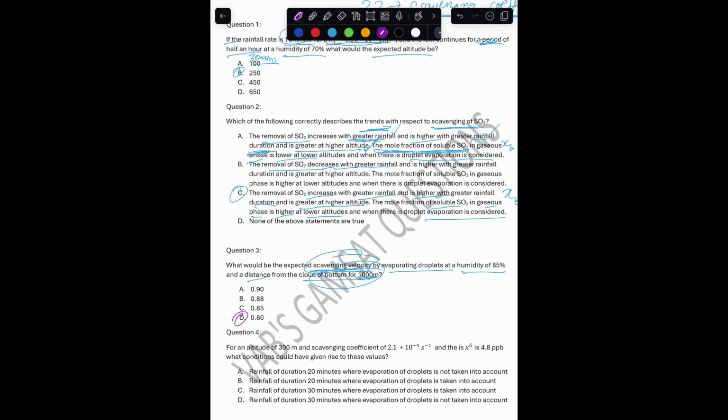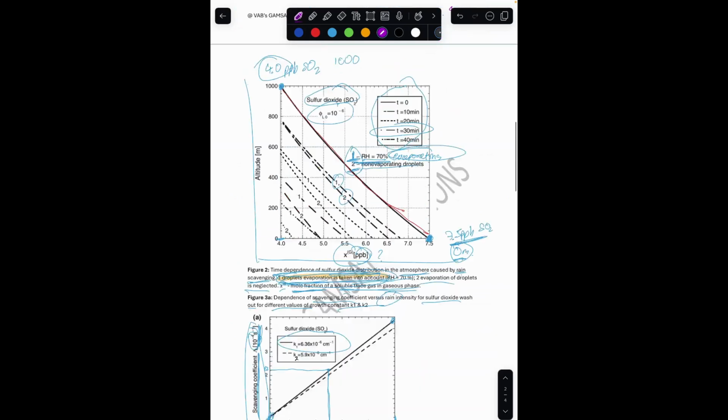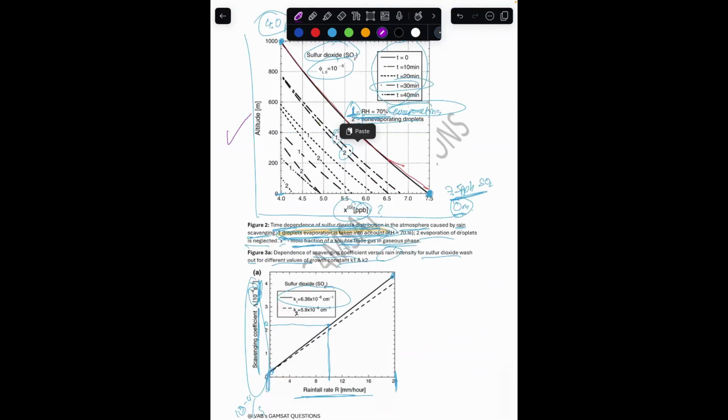Now, if you look at the last question, use that same approach that we've developed. For an altitude of 300 meters and a scavenging coefficient of 2.1 times 10 to the negative 4 per second, and the xg is 4.8 parts per billion, which conditions could give rise to these values? We're talking about rainfall of duration where evaporation of droplets is taken or not taken into account. A lot of information. Again, xg is unique. It was only mentioned in one of the figures, which is figure 2.